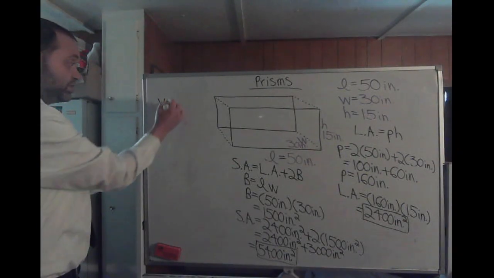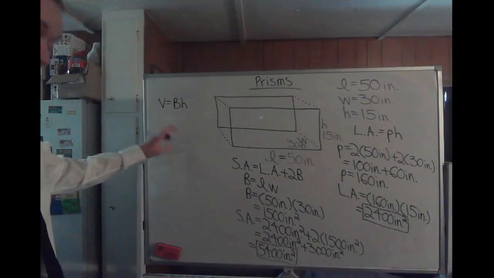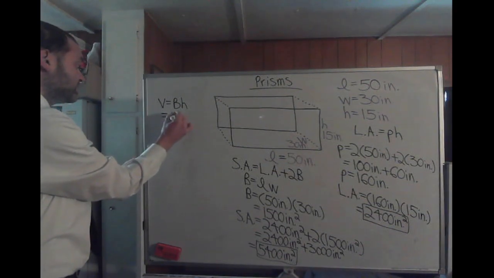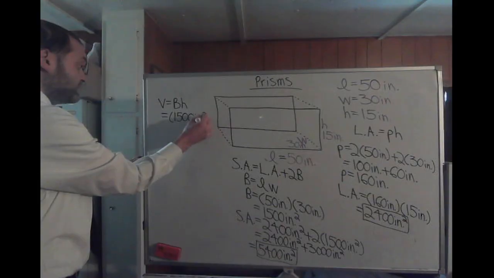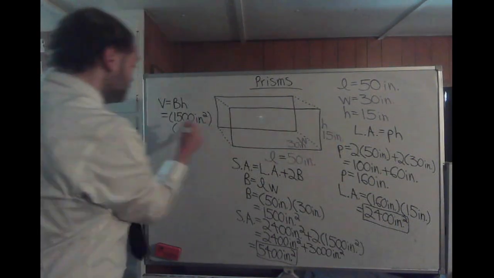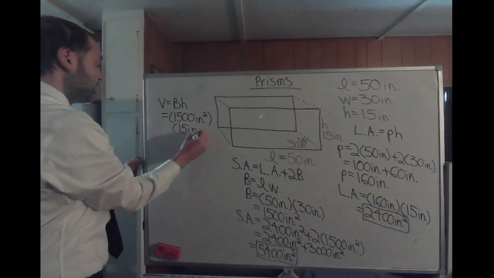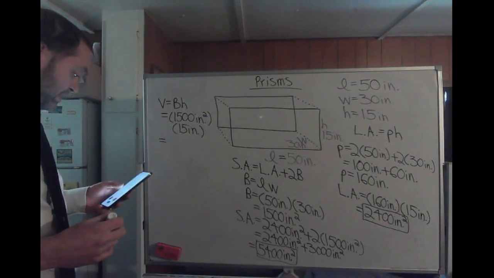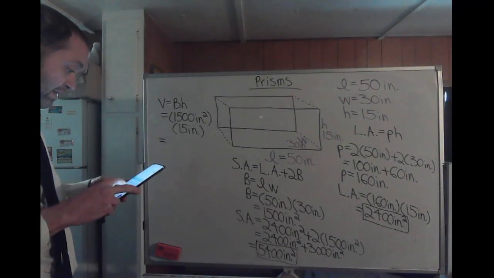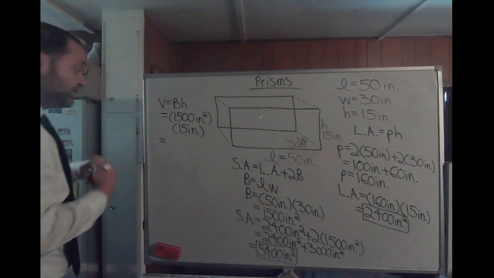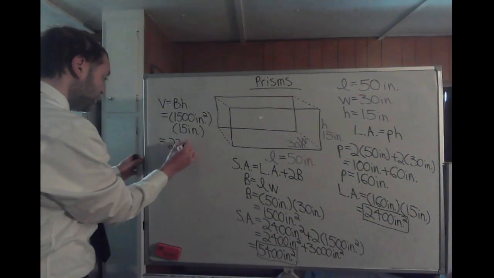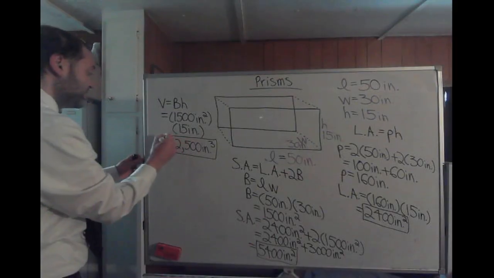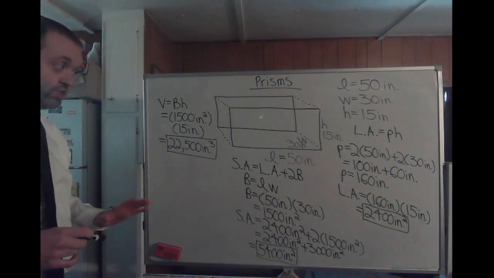The volume, of course, is equal to the area of the base times the height of the prism, right? Okay. Well, what is the area of the base? That was 1500 square inches. That's going to be times your height of the prism, which was 15 inches. So now we just plug these in here. So let's take 1500 times 15. That would give you 22,500 cubic inches. So the volume of this particular prism is 22,500 cubic inches.